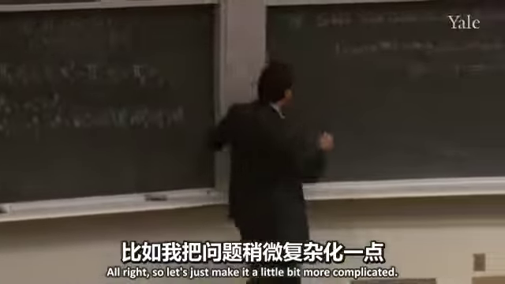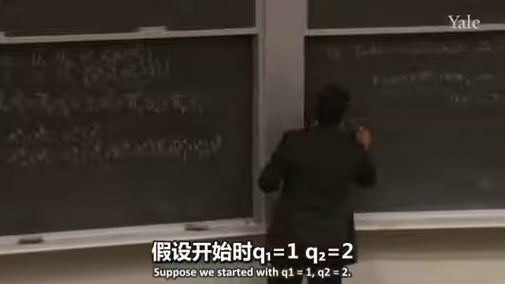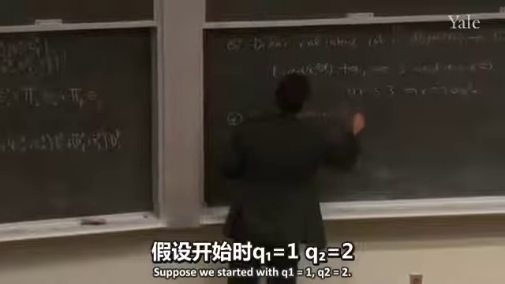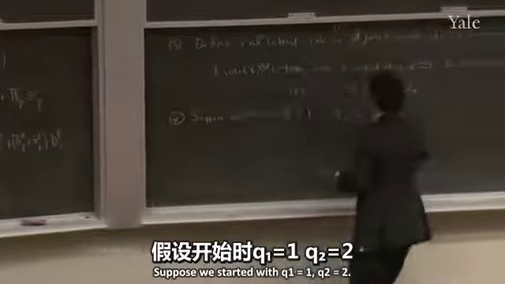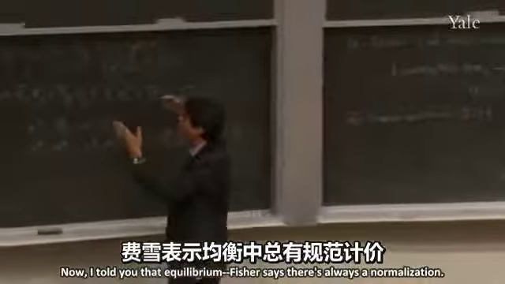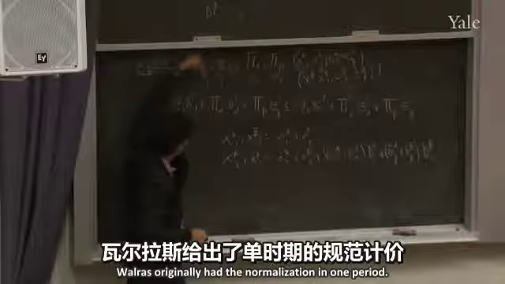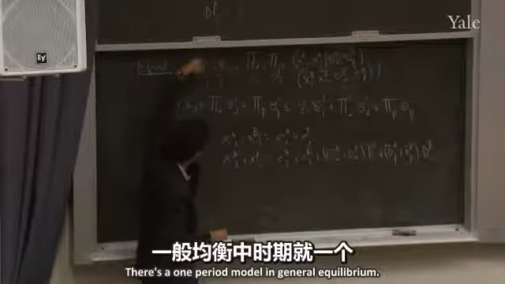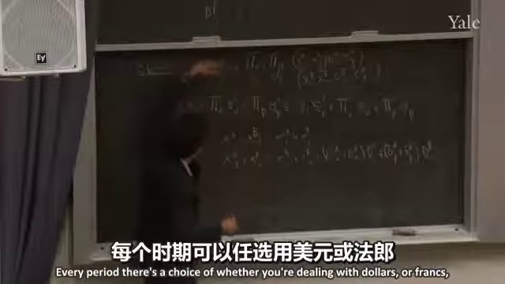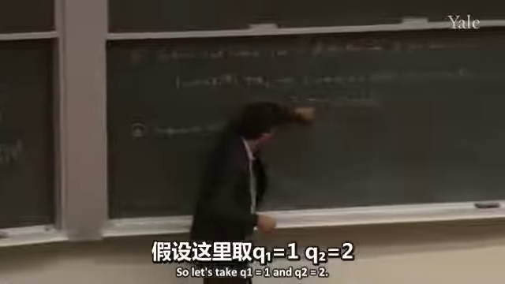All right, so let's make it a little bit more complicated. Suppose we started with Q1 equals 1, Q2 equals 2. Now, Fisher says you can't pin down the price level, there's always a normalization. Walras originally had the normalization in one period, in a one-period general equilibrium model. In multi-period models, there's a normalization every period. Every period, there's a choice of whether you're dealing with dollars or francs or centimes, so there's a free normalization. So let's take Q1 equal to 1 and Q2 equal to 2.